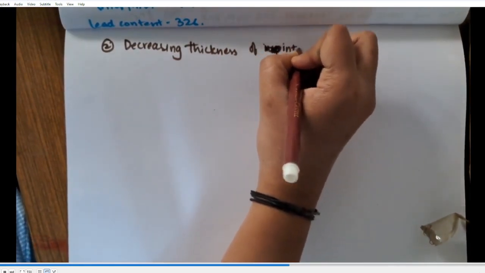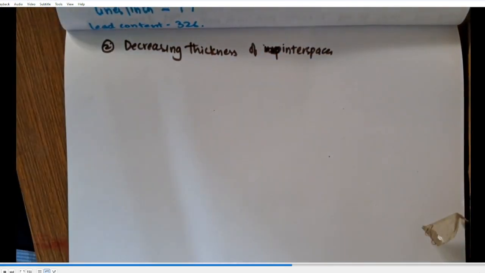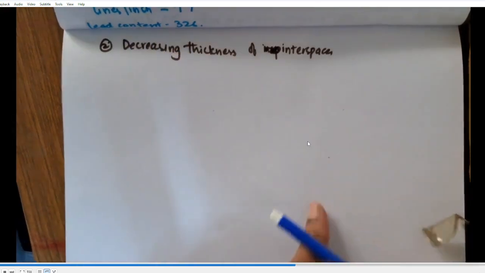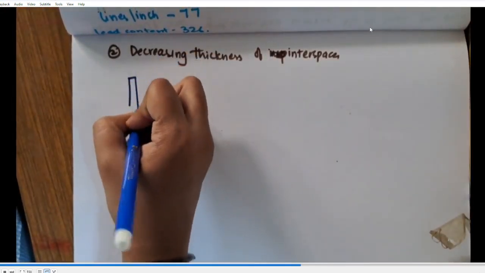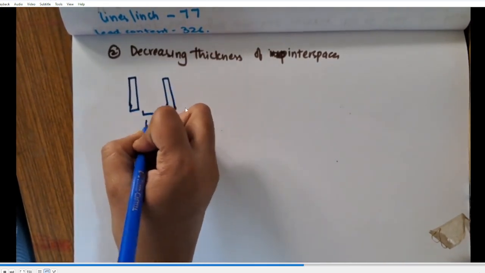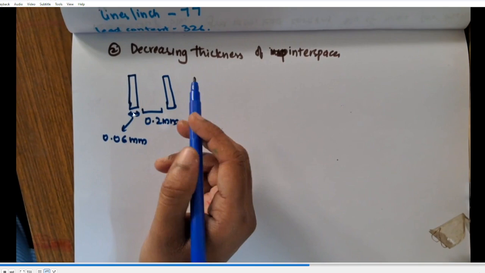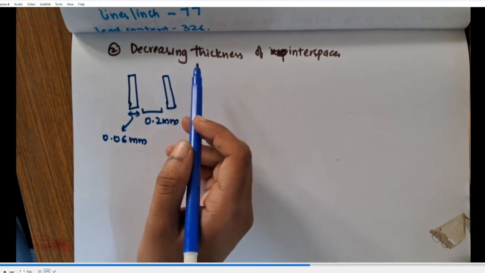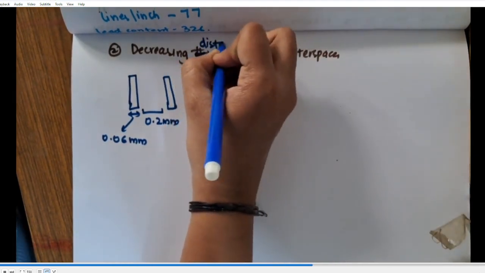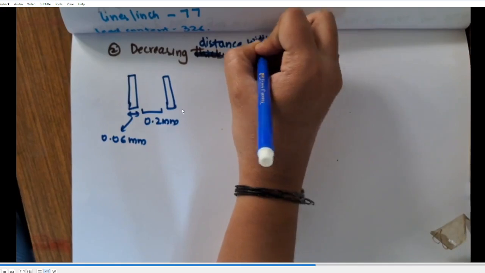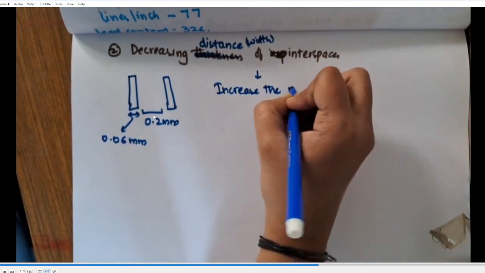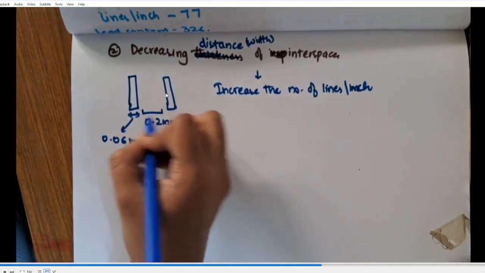So the decrease in width or thickness of the interspaces. If you take the same thing, here the width of the interspaces is 0.3 mm. Now the width of the interspaces is decreased to 0.2 mm. The thickness of the lead strips is the same, 0.06 mm, whereas the height of the lead strips is also the same, that is 3 mm. So we are decreasing the width of the interspaces.